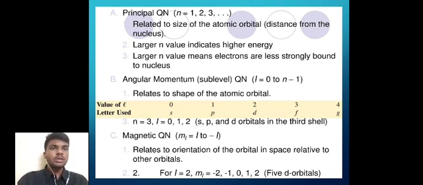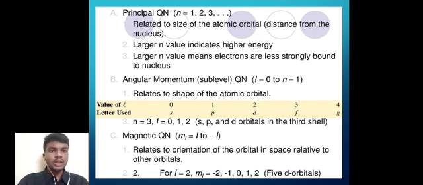It is related to the size of the atomic orbital, meaning distance from the nucleus. A larger n value indicates higher energy. A larger n value means electrons are less strongly bound to the nucleus. Angular momentum subshell quantum number l equals 0 to n minus 1. It is related to the shape of the atomic orbital. Values of l: 0, 1, 2, 3, 4. Letters used: s, p, d, f, g.